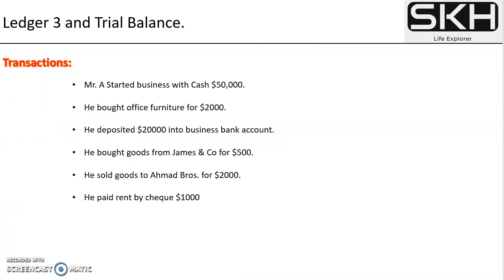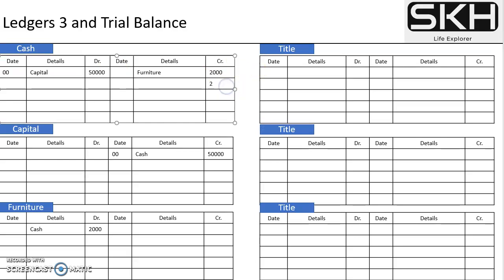He deposited 20,000 into the business bank account. In this case, the bank account is going up and the cash account is going down. So I'll write here 20,000 in the cash account. It is credit because cash is going out, and another account I will create here is the bank account.